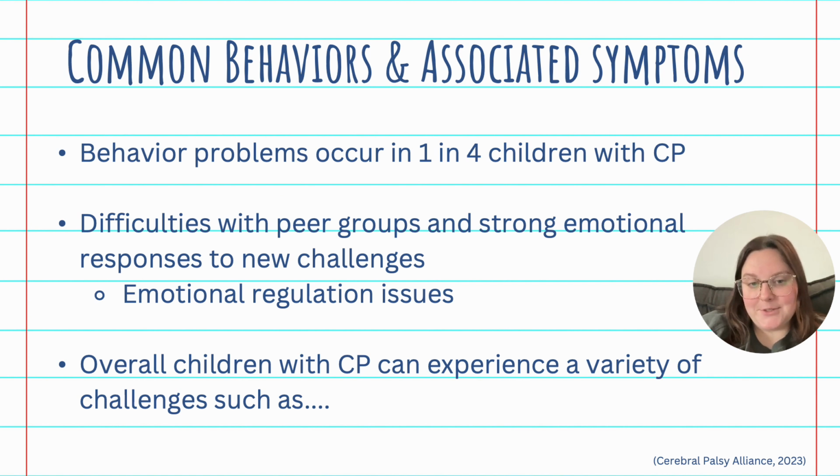So, common behaviors and associated symptoms. Behavior problems occur in 1 in 4 children with CP. It's extremely common, not only with CP, but a lot of kids with diverse abilities tend to have associated behavior issues. Children with CP may also have emotional problems, such as difficulty with peers, strong emotional responses to new challenges, emotional regulation issues as a whole. So this could be them getting super upset over getting out in a game or spilling water or anything like that. That might not be super upsetting to you or I, but can be extremely upsetting to a child with CP.